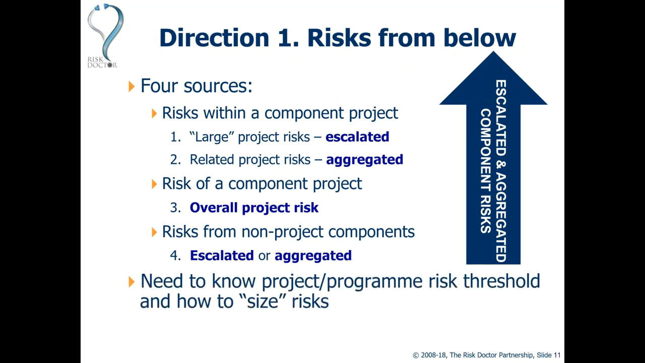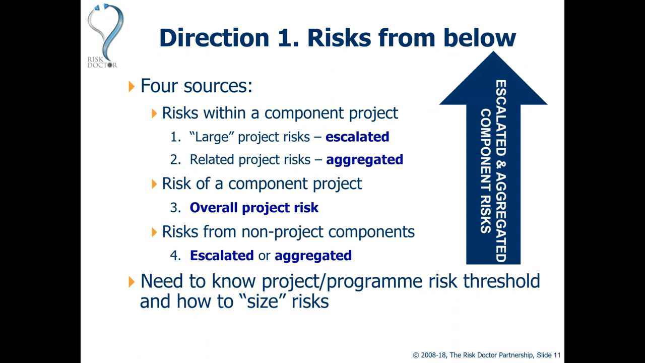Before we get to the diagram, if we want to escalate or aggregate risks from project level to program level, we need to know at what point the project risk becomes big enough to be affecting the overall program objectives. And so this idea of a risk threshold that sits between the project and the program is something that we need to consider. And I'll come back to that again a little bit later on.